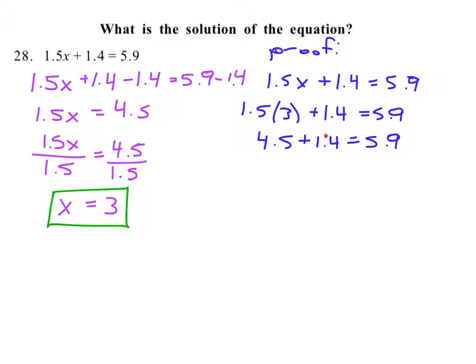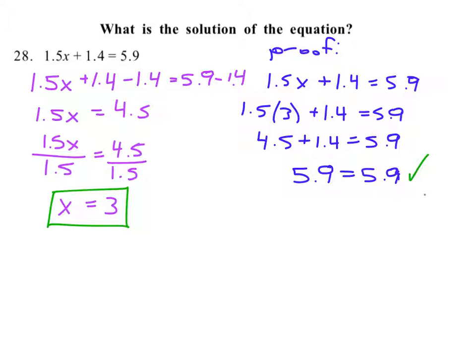And that actually does work, because watch, this 4 in the tenths place and this 5 in the tenths place makes a 9 in the tenths place. And this 1 in the ones place and 4 in the ones place makes a 5 in the ones place, and that's true. Okay, so there you have it.